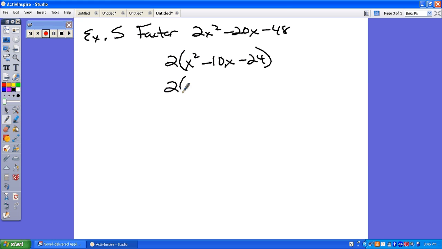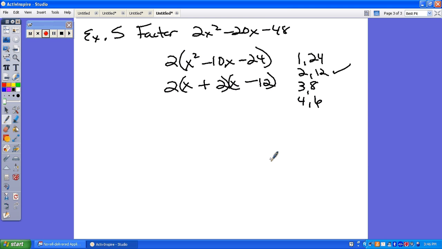Now I'm going to keep carrying the 2 because it is part of the problem. So we're going to have x and x. Now I need factors of 24, 3 and 8 and 4 and 6. So I need factors of 24 that have a difference of 10. And that's going to be this set right here. So there's my 2, there's my 12. And then where should the minus be? In front of the 12. And that one is factored. Okay, but notice I factored out a common factor first.